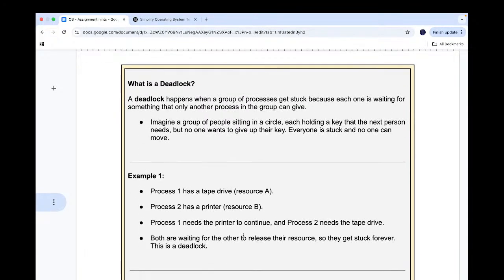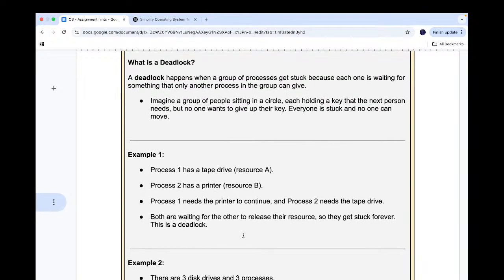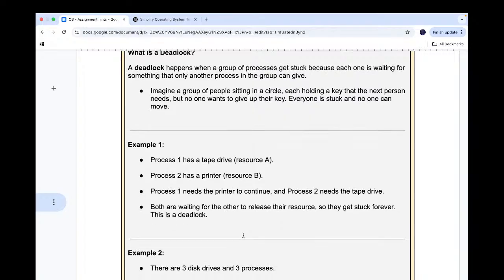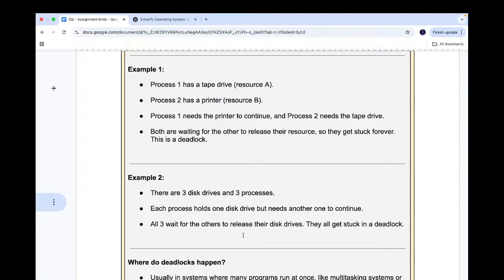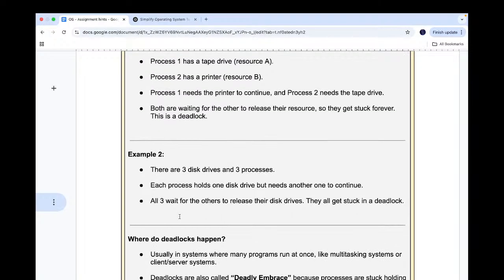Example 1. Process 1 has a tape drive. Process 2 has a printer. Process 1 needs the printer to continue and process 2 needs the tape drive. Both are waiting for the other to release their resources, so they get stuck forever. This is deadlock. Example 2. There are 3 disk drives and 3 processes. Each process holds one disk drive but needs another one to continue. All 3 wait for the others to release their disk drive. They all get stuck in a deadlock.